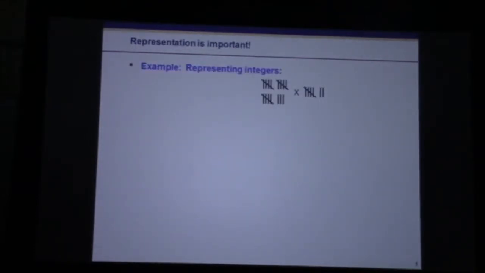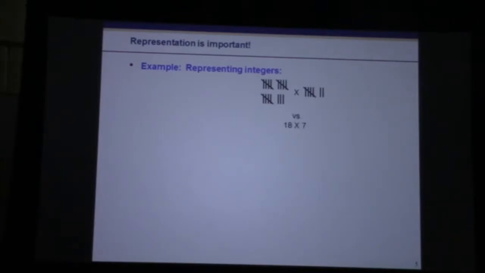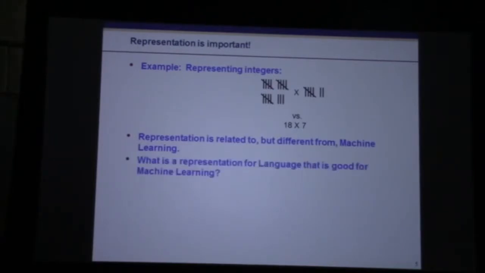So one of the main points I'd like to make here is that representation is an important thing, and it's different than machine learning, and it affects any kind of machine learning that you're going to be doing. And here's my favorite example. We can represent integers just by hash marks. So if we want to do 18 times 7, we can represent the problem this way. And there are ways to do it, doing hash marks. But it's a lot easier using decimal in terms of how efficiently we can do these computations. So representation is important, different than machine learning.